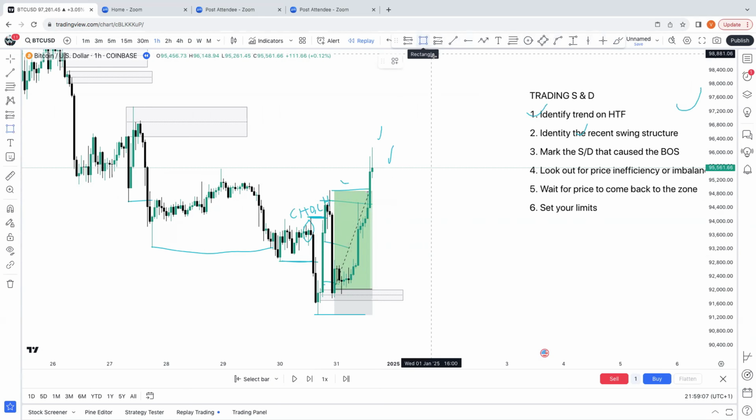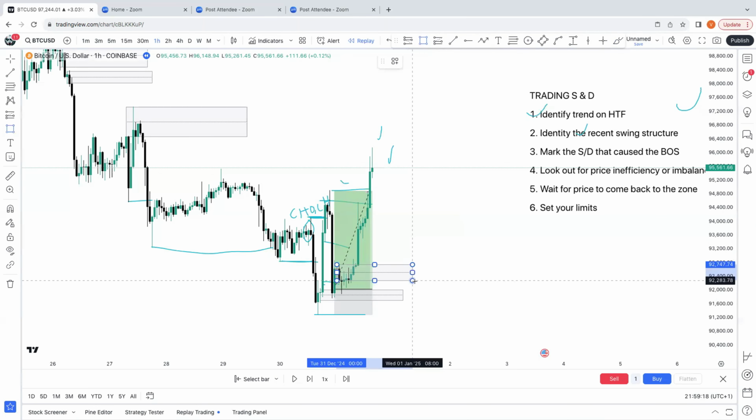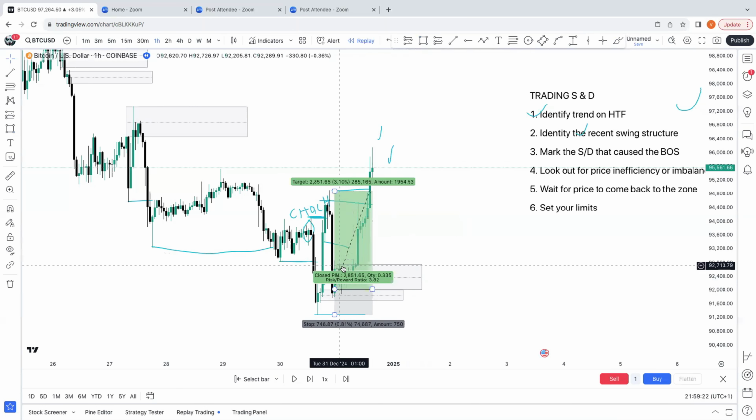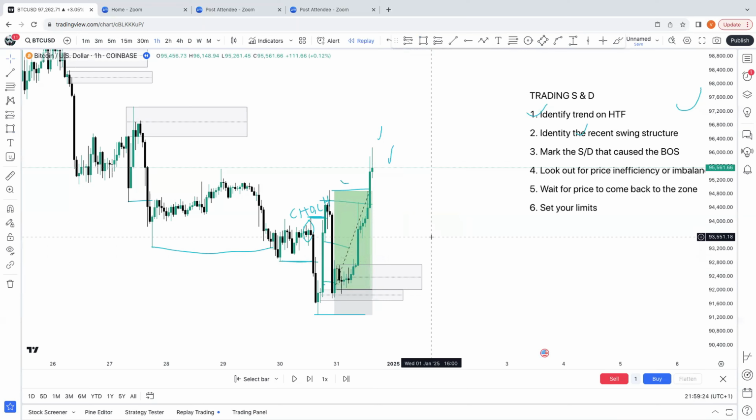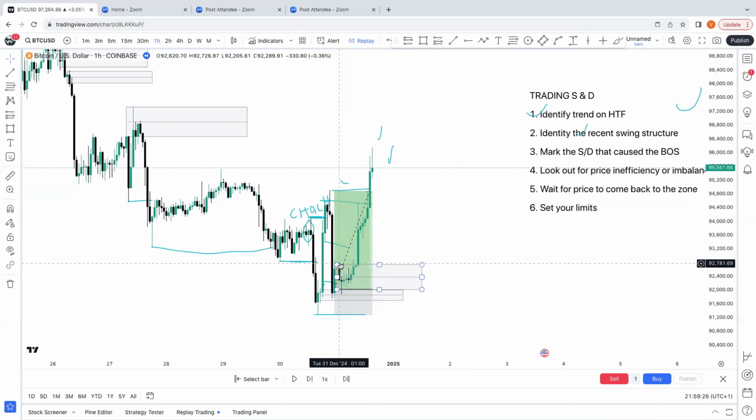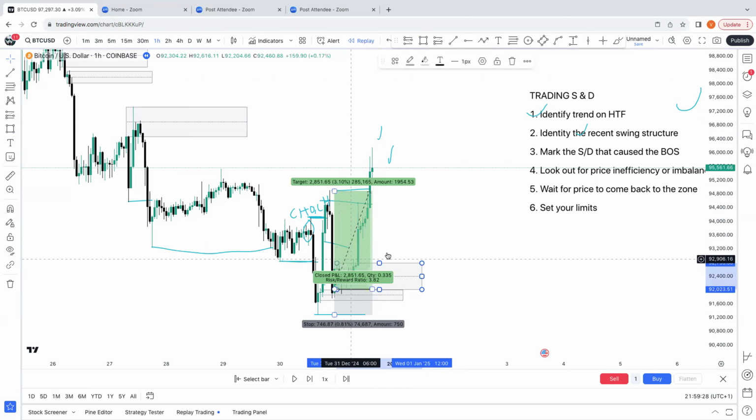So where is that zone? Remember, we said the last bearish candle, right? The last bearish candle or group of candles before the momentum started, before the sell momentum started, right? So this is our zone. So we're going to mark out this zone, right? And so this is our zone. This is our zone right here.